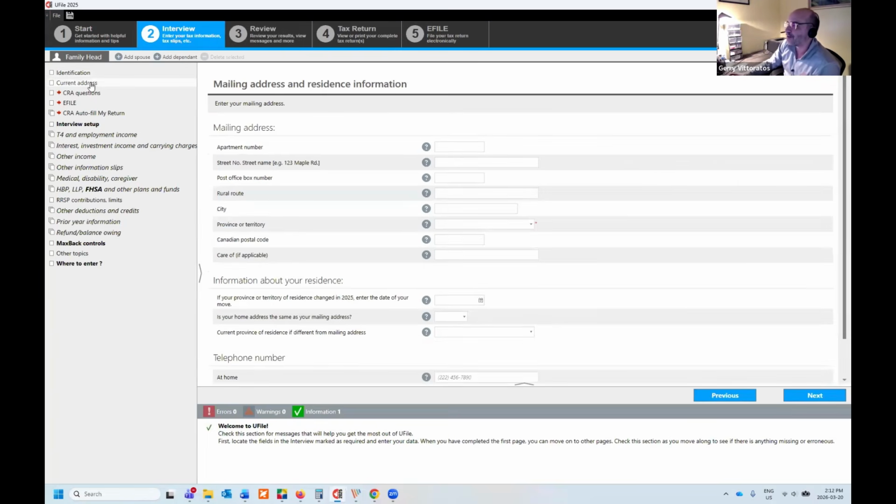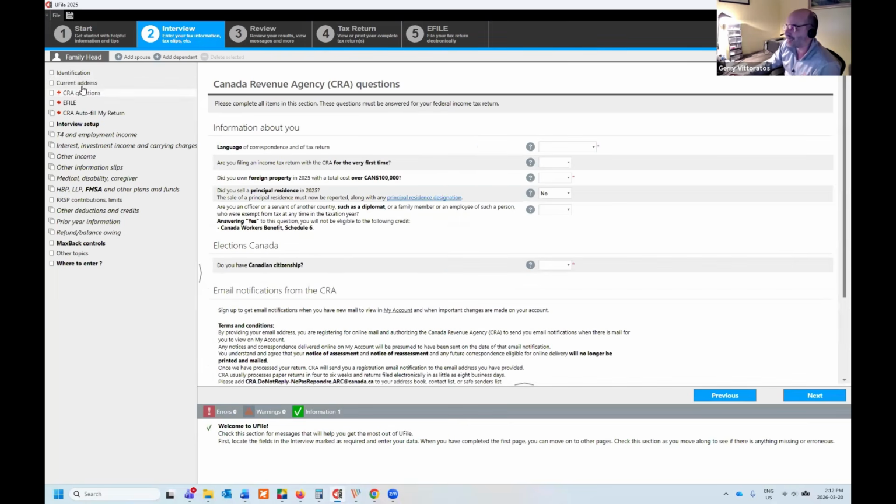Now, with every section that you choose in the navigator, the program gives you the data entry screen on the right. So when I choose, for example, CRA questions, now I get to the CRA questions that I have to answer on the return.